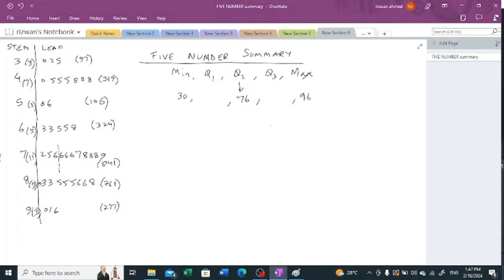All the numbers located below this borderline make the lower half of the data, whereas all the data values located above this borderline make the upper half of the data. The midpoint of the lower half is the lower quartile, whereas the midpoint of the upper half is the upper quartile. So we go for the midpoint, and midpoint means if the lower half contains 20 observations, then the midpoint of the lower half is located between the 10th and 11th number.